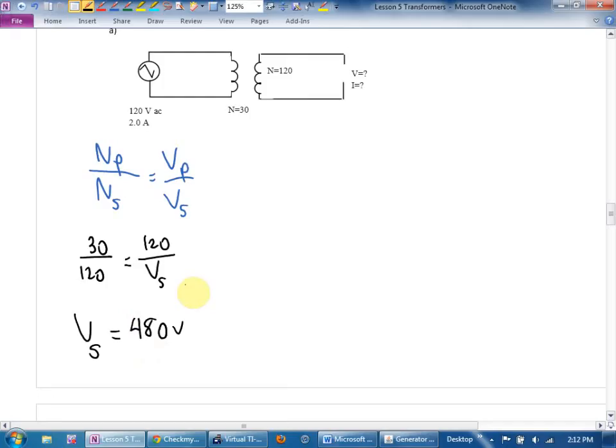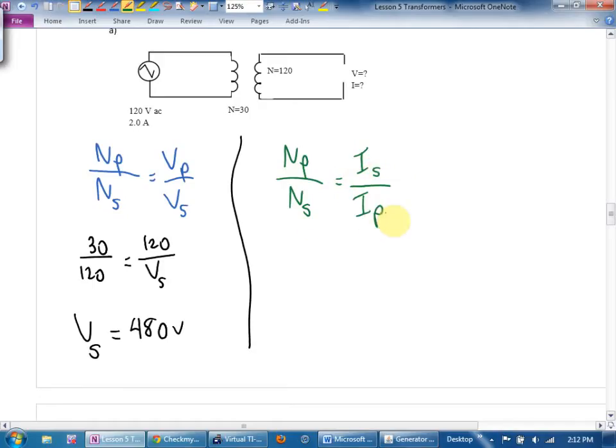Current. So I'm going to go back to using the N's. But the difference with the current equation, primary over secondary, is current does not line up directly. Evan, current, if I have primary on top, secondary is on top with current. And if I have secondary on top, primary is on top. That's what's on your formula sheet. Current is the reciprocal, basically. All right, let's plug in what we know.